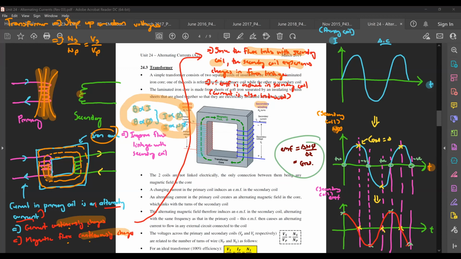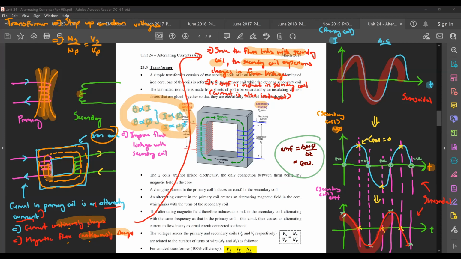Now, all these graphs are still known as sinusoidal graphs. This one is also still considered to be sinusoidal. Sinusoidal just simply means that it curves like this.